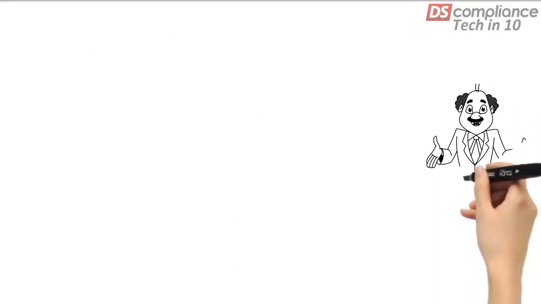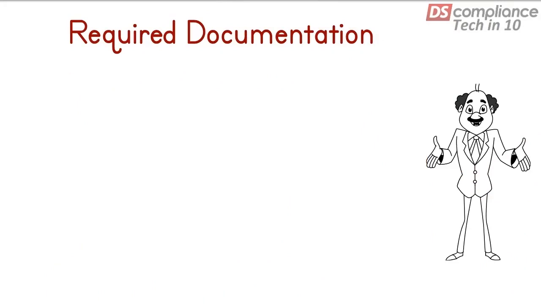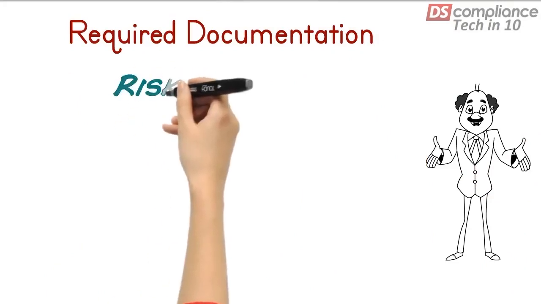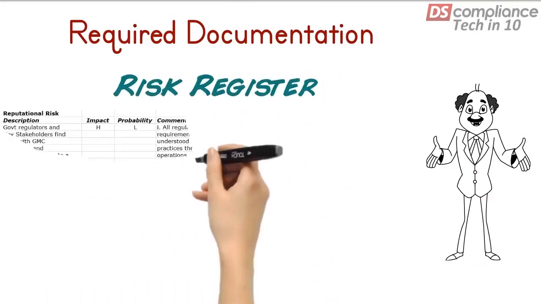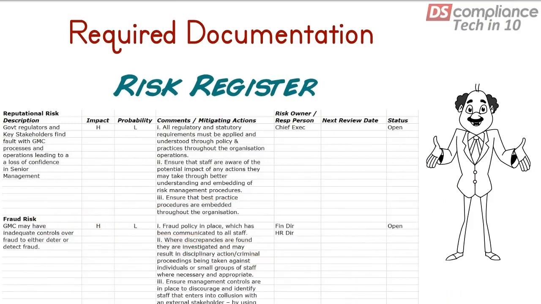Let's look at some of the documentation required by ISO 27001. First is the risk register itself. There is no set format for this document, as long as you record the risk, its impact and probability rating, how that risk is addressed, and who is the owner or responsible person. Here is a sample.